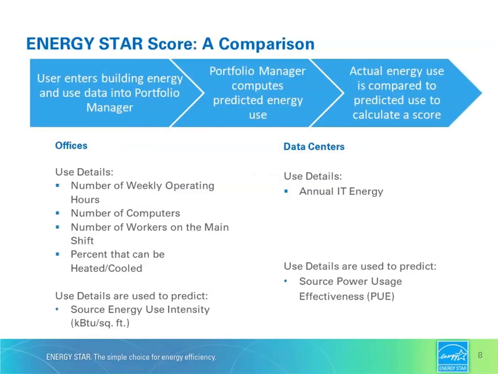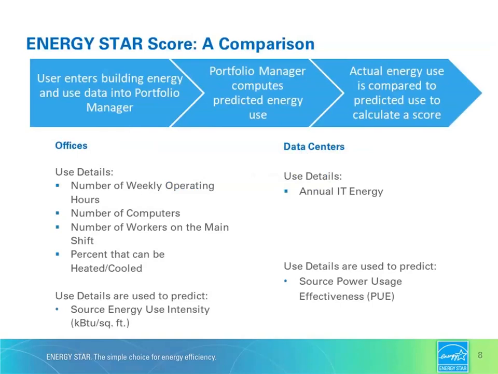Okay, so the general process for generating an Energy Star score starts with users entering their building energy and use data into Portfolio Manager. Portfolio Manager then uses the use details to predict how much energy that building uses based on data for similar buildings nationwide. Finally, the predicted energy use is compared to the building's actual energy use. If the building uses more than predicted, then the score is lower, and if it uses less than predicted, the score is higher.